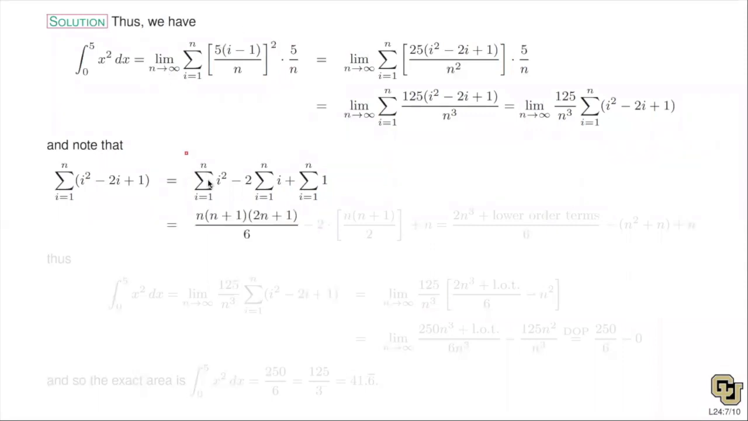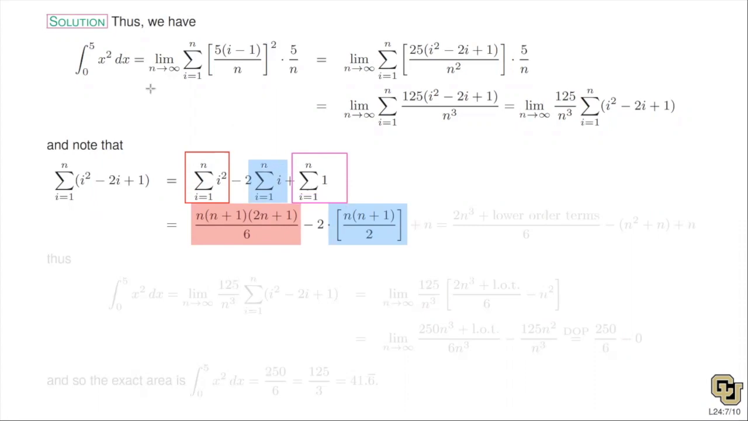I know we're given the formula for sigma i squared is this mess, n times n plus 1, 2n plus 1 over 6. And then I can use Gauss's formula for the sum of just i right here. And you remember this last sum, we can actually just calculate the sum. That's just 1 added to itself n times. So that just equals n right here.